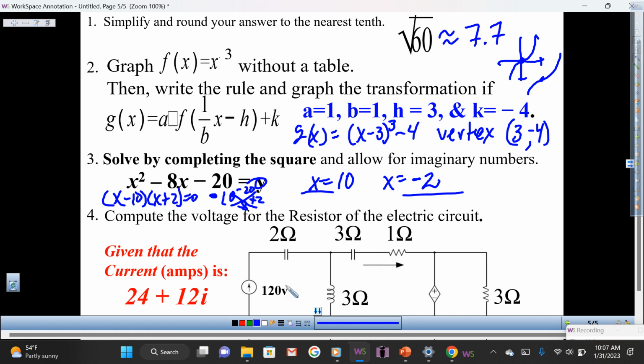All right. Number 4, I need the voltage passing through the resistor or resistors. What is that voltage? Diego? 96 plus 48i is correct. Let's go. Hands if you got that. All right. You guys are correct, or what do you guys think?